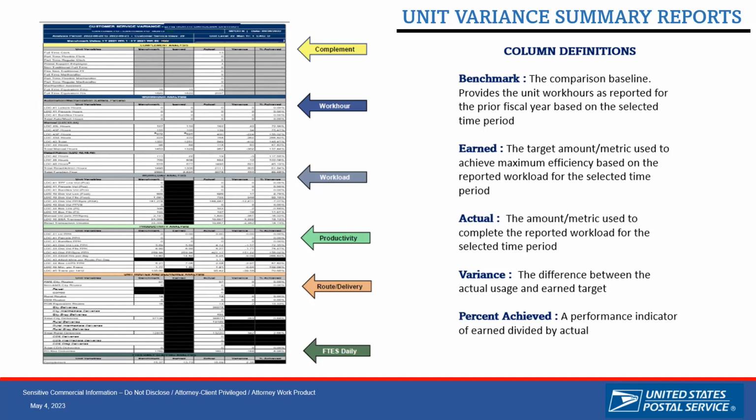Your benchmark, of course, is your comparison baseline. It's going to give you the work hours as they reported for the prior fiscal year, because remember, the benchmark only updates once a year. Your earned target is used to achieve your maximum efficiency based on your reported workload. The time period that you select when you start drilling into CSV is going to be the time period that it reflects during the entire reporting, unless you go back in and change that time period.